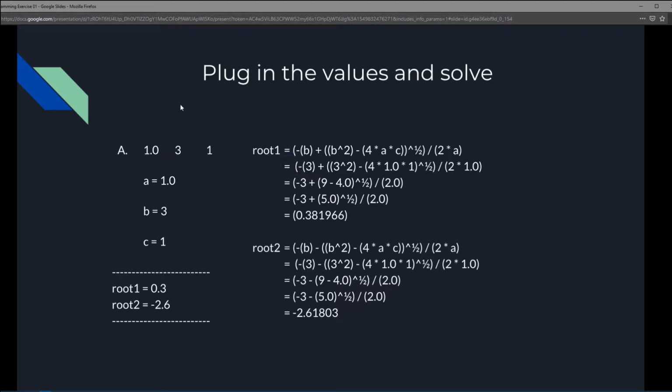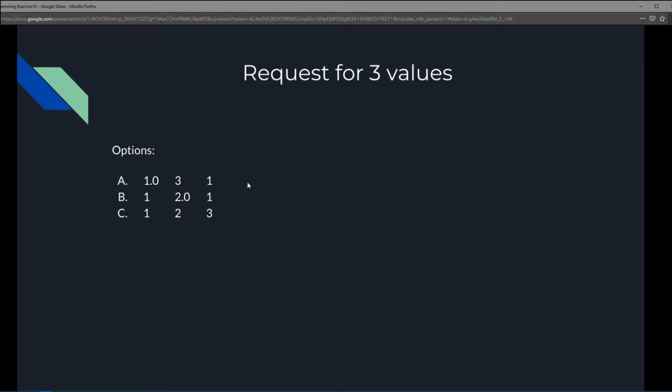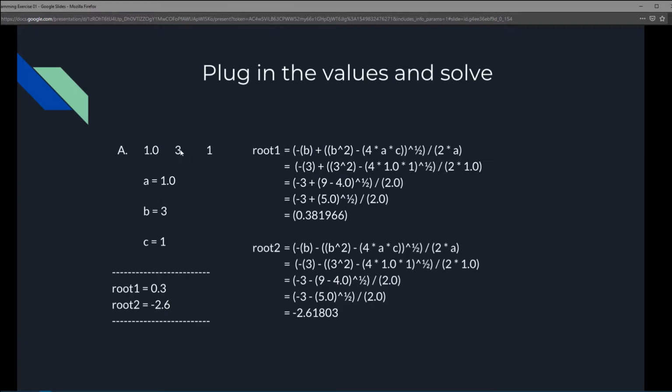So how do we solve this? Moving on to step 2. We're going to plug in the values and solve for it. Like I said, we're just going to solve for A, which is 1.0, 3, and 1. 1.0 is going to be A, 3 is going to be B, and 1 is going to be C. We have the formula for root 1 and root 2. Root 1 is negative b plus the square root of b squared minus 4 times a times c, and divide this whole thing by 2 times a. Same thing with root 2, but instead of plus, we do minus.